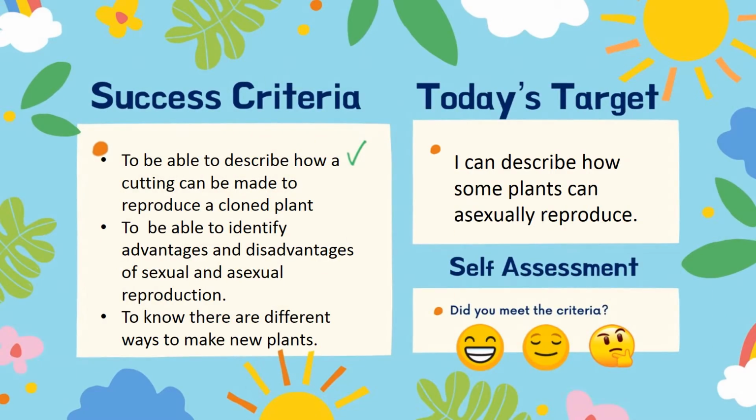Right, okay, that's the end of today's lesson. So let's hope you've been able to understand a little bit more about how plants can reproduce by themselves, or how man can intervene a little bit by taking cuttings and reproducing and cloning plants.